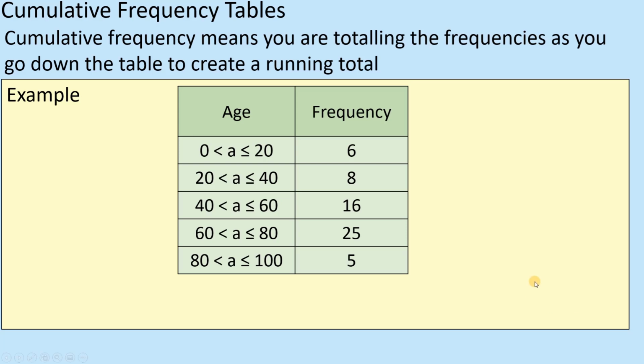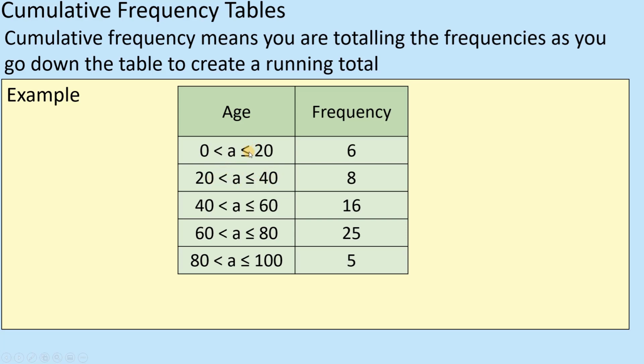Let's focus on a couple of bits first about the notation. Between 0 and 20, this little less than or equal to symbol means anyone who's 20 would fit into this bracket. Because this one says greater than 20, anyone who's 21 plus will go into this bracket. You'll notice these two numbers are the same, but 20 goes into this one, and anyone over 20, to 21 really, goes into this one.